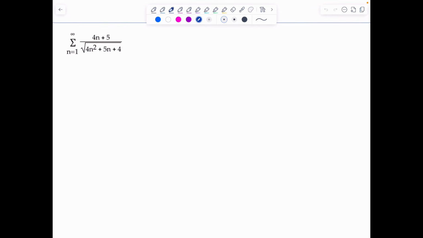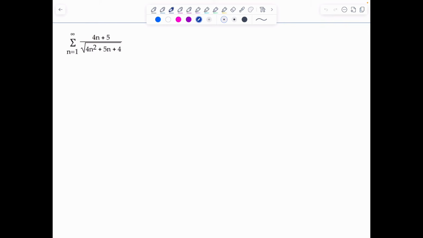Okay, next we have the sum n equals 1 to infinity of 4n plus 5 over the square root of 4n squared plus 5n plus 4. So maybe you look at this one and you start having a mild panic attack. I would say this reminds me a lot of the first one where we did limit comparison. I'm just kind of talking you through where my brain would go if I didn't know exactly how to proceed.